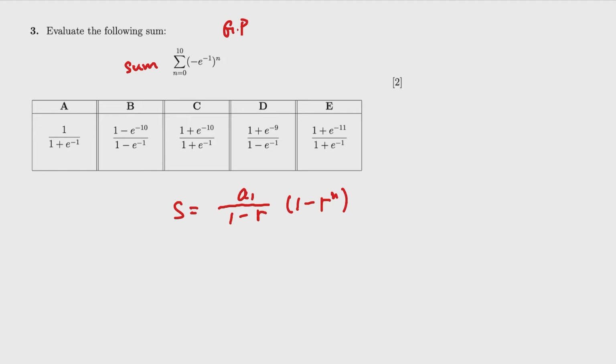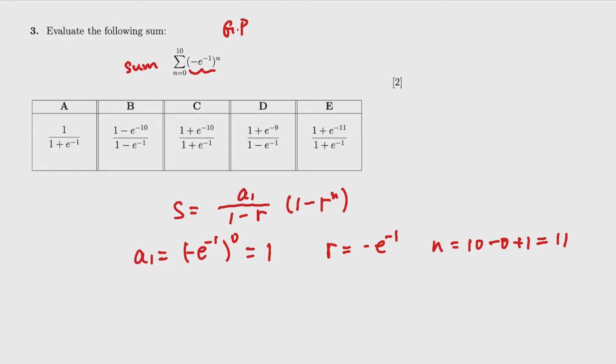We can calculate a1 by putting n equals to 0 into the general formula. When n equals to 0, a1 equals to minus e to the minus 1, to the power of 0, which is just 1. R is the common ratio, which is just what's inside the bracket. N is how many terms we are adding up. So we are summing up from 0 to 10. So n is 10 minus 0 plus 1, which is 11.